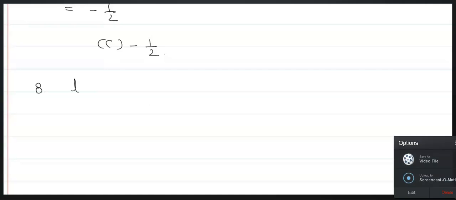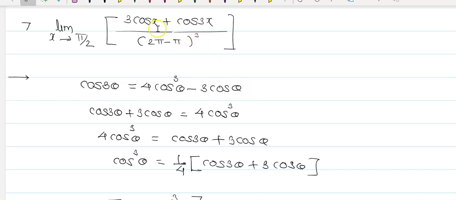Now, again see this here. That is 3 cos x plus cos of 3x, 2x minus pi. Now, here I can change it. What is the formula? Cos of 3 theta is equal to 4 cos cube theta minus 3 cos theta. And again, we'll write in this form: cos of 3 theta plus 3 cos theta is equal to 4 cos cube theta. Therefore, 4 cos cube theta is equal to cos of 3 theta plus 3 cos theta. Cos cube theta is equal to 1 by 4 of cos of 3 theta plus 3 cos theta.